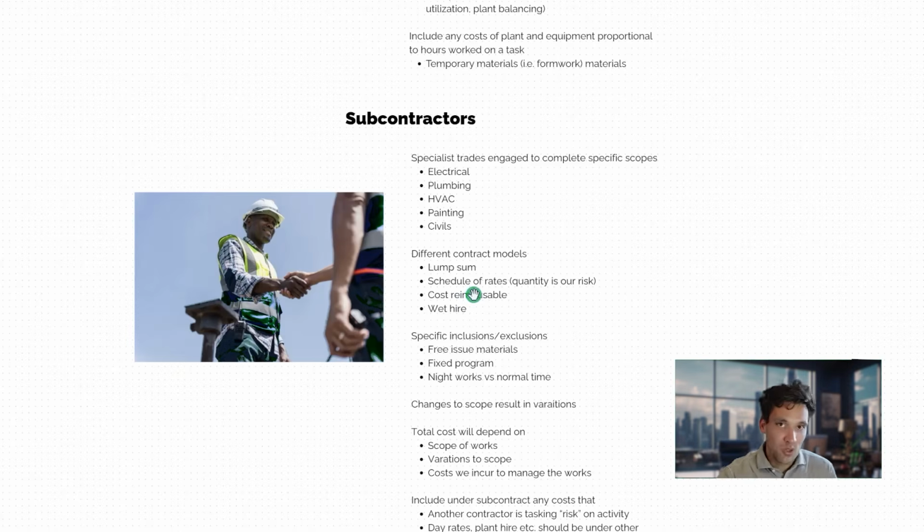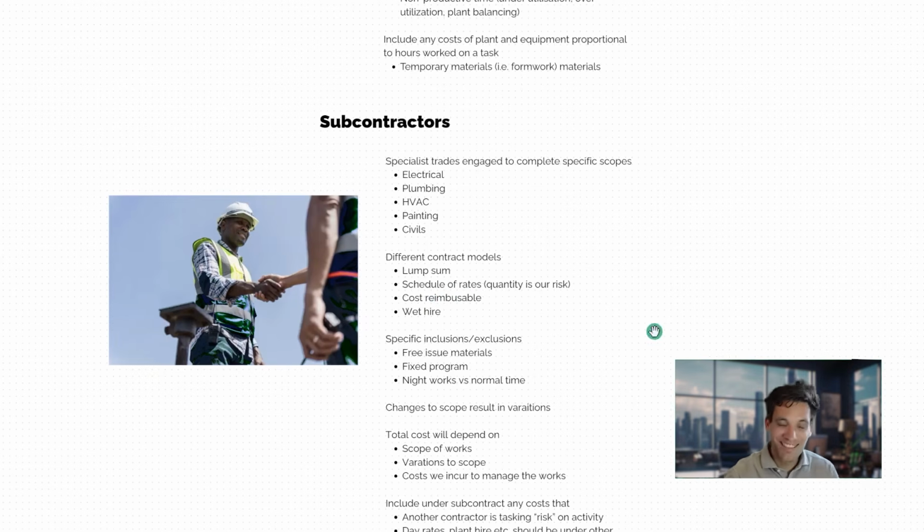We can engage these subcontractors under different contract models. So we might get a lump sum quote, so a quote to do the entire package of works. They're taking the risk for everything. We might get a schedule of rates quote. For example, we want someone to come in and do trenching, but we don't know the exact volume of trenching. So we want a rate per meter to be adjusted by the actual quantity.